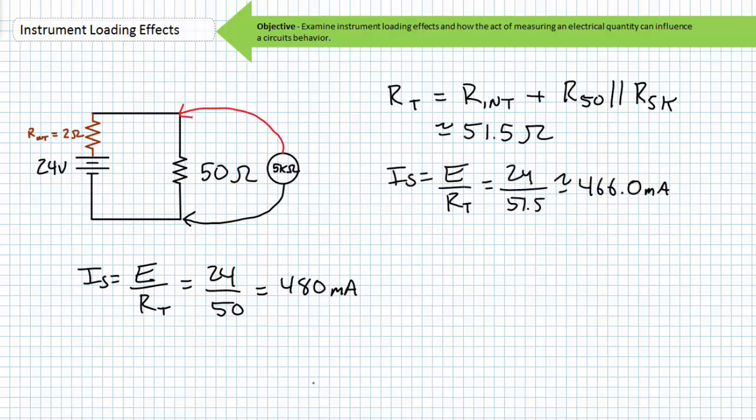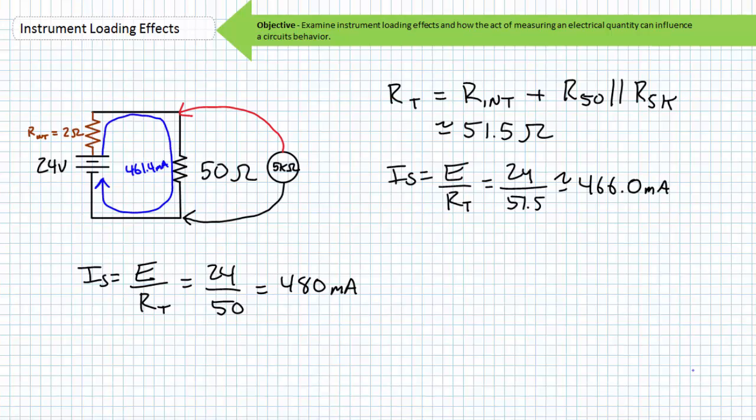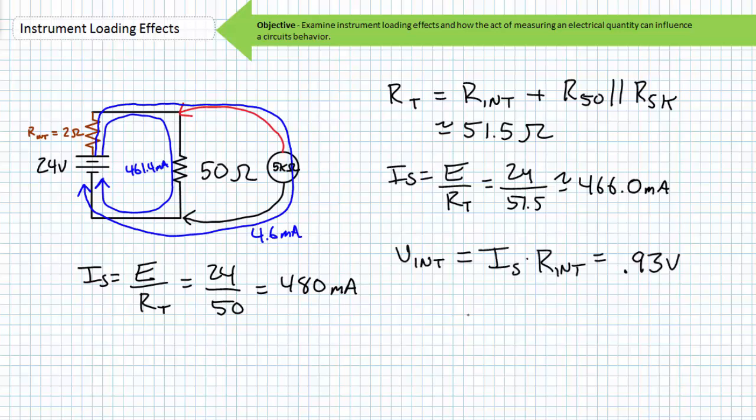This means the source will provide approximately 466 milliamperes of current, approximately 461.4 milliamperes of which travels through the original 50 ohm resistor, and the remaining 4.6 milliamperes of which goes through the unintended path created by the voltmeter. With this amount of source current, the resistance internal to the source will drop just shy of 1 volt, and the 50 ohm load resistor will experience only approximately 23.07 volt drop.